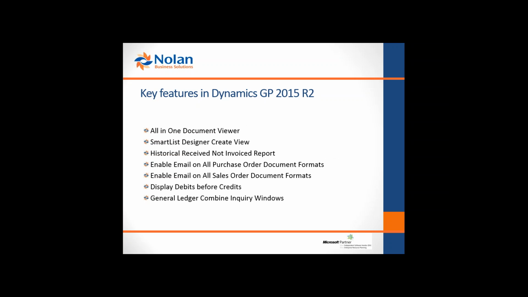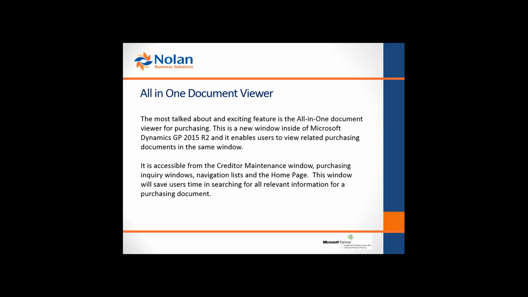The key features in Dynamics GP 2015 R2 I'm going to run through today are the all-in-one document viewer, SmartList Designer create view, historical received not invoiced reports, enable email on all purchase order document formats along with sales order document formats, display debits before credits, and then general ledger combined inquiry windows. All-in-one document viewer, I think, is my favorite feature.